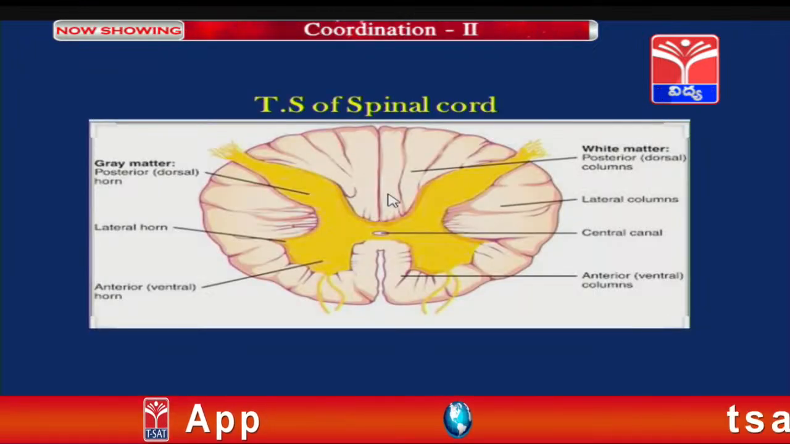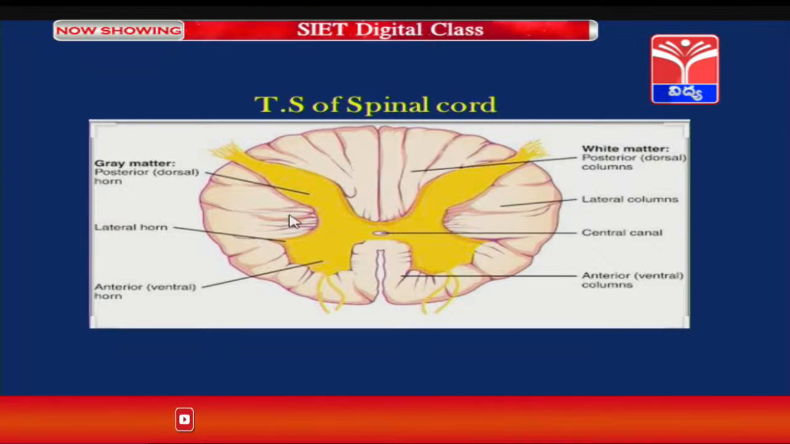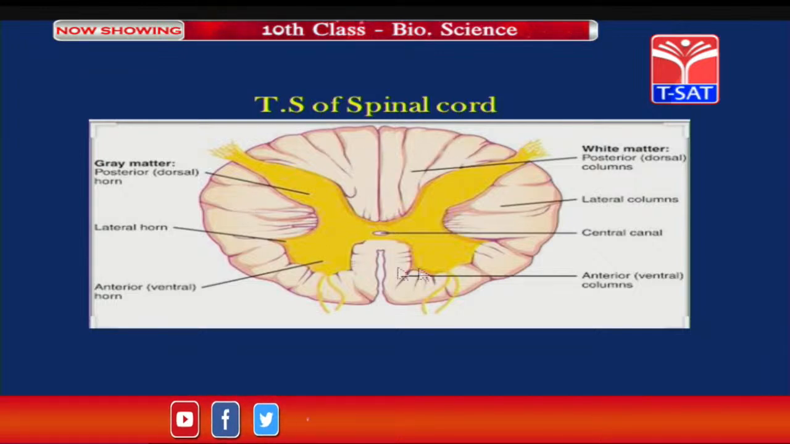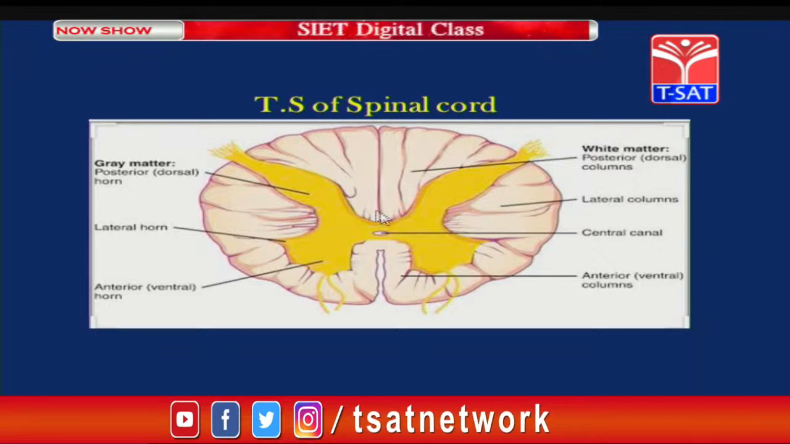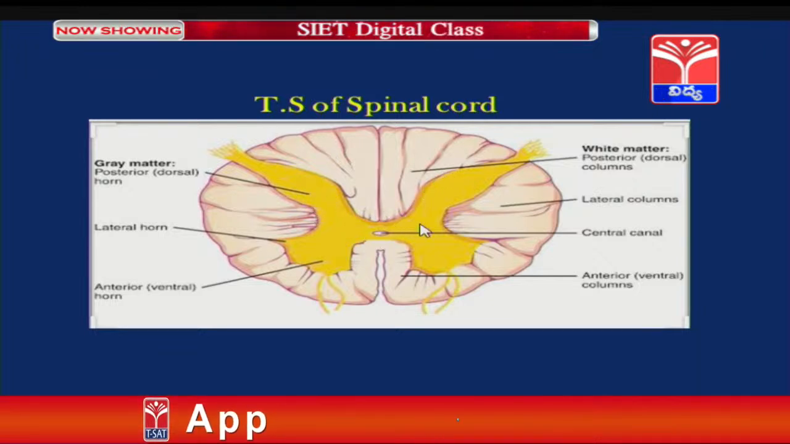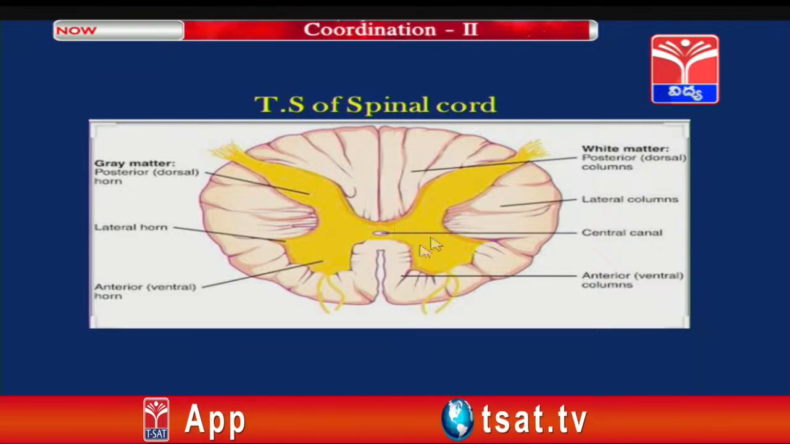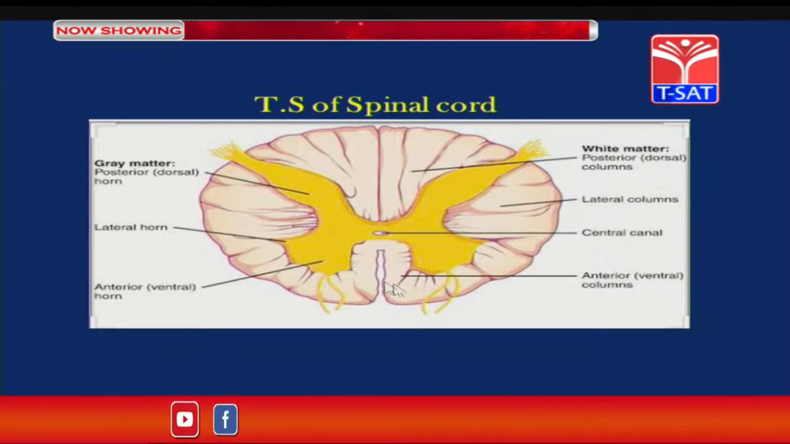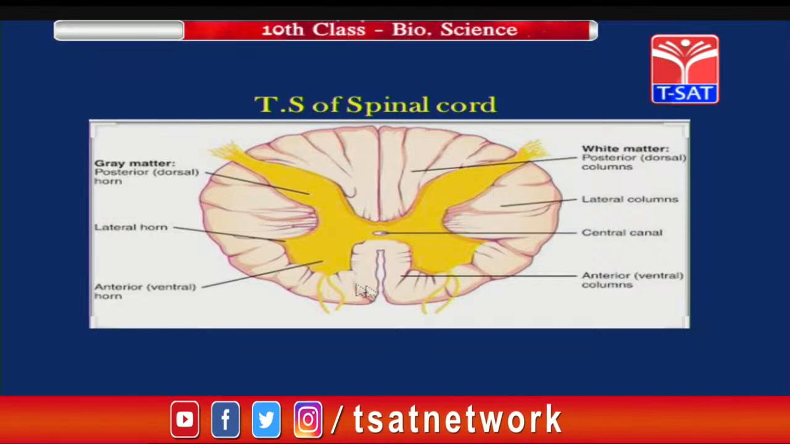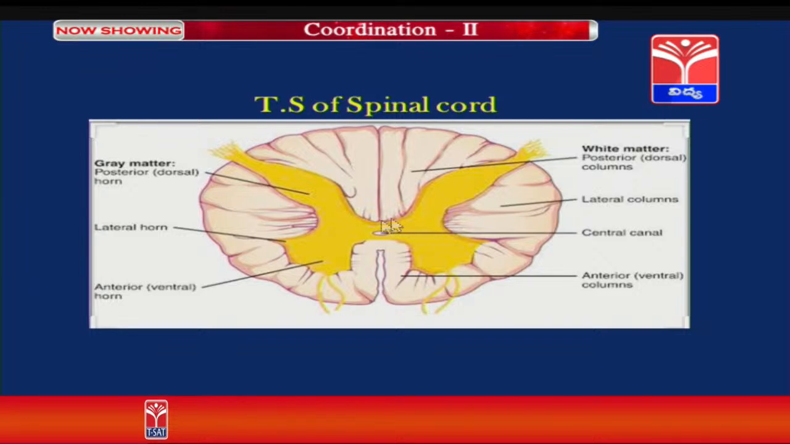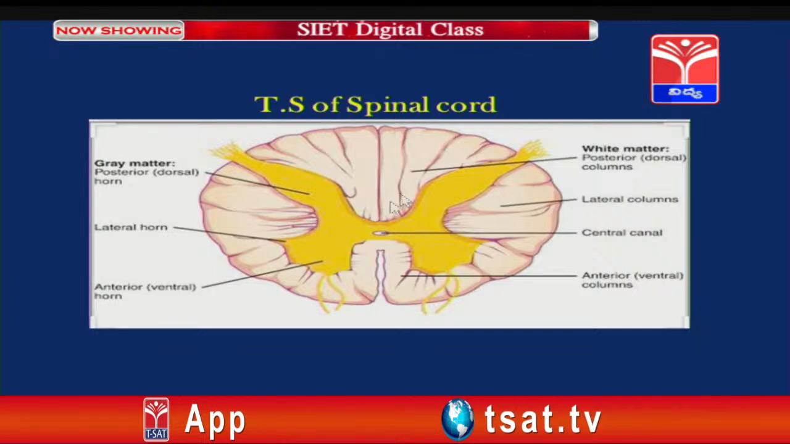Now, if you take a transverse section of the spinal cord, it shows two different regions, unlike the brain. The outer portion of the spinal cord consists of white matter and the central portion consists of gray matter. The gray matter is composed of cell bodies, while the white matter consists of bundles of myelinated axons. The white matter is again distinguished into different regions.